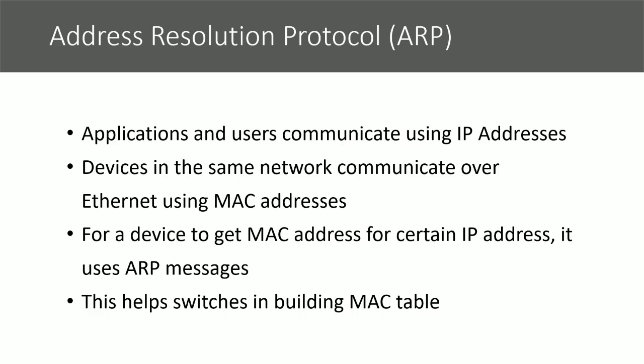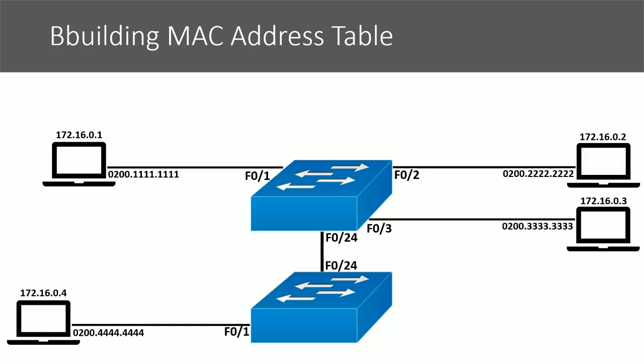So before any communication between devices, they need to exchange ARP messages to find the MAC addresses of each other, and for the switch it is a good way to learn MAC addresses quickly and to build its MAC table. Let's look at this animation that helps in understanding how switches build the MAC table and how ARP messages are exchanged between devices in the network.